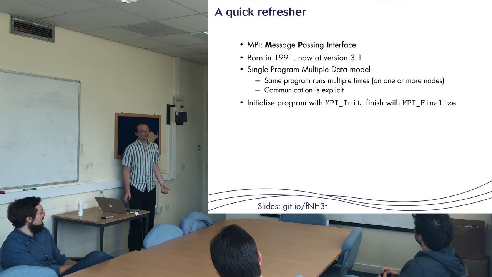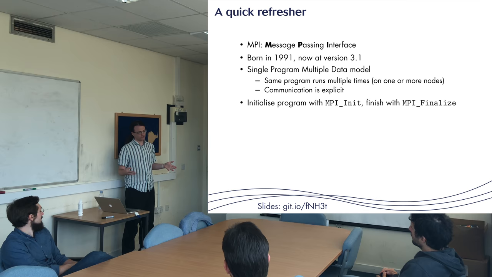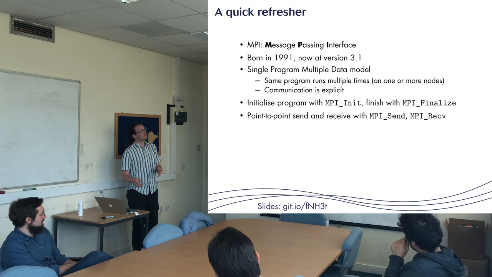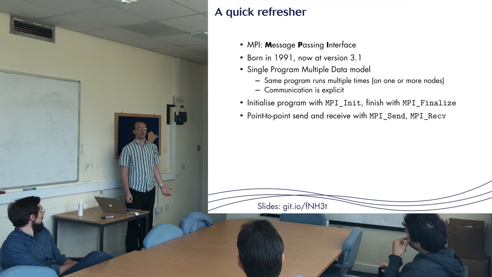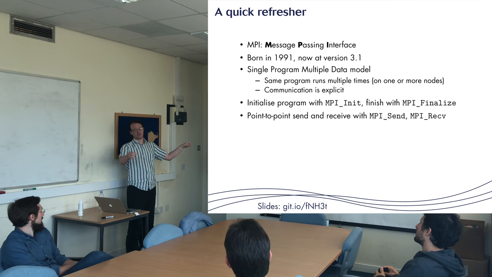You can initialize a program with MPI init and finish it with MPI finalize. The first one has to be there. The second one, obviously, the program's finished by that point, so it won't break it if you don't. You can do point-to-point send and receive with MPI send and MPI receive. So the typical tutorial example is you have one process that has an if. If I'm on rank 0, then send. If I'm on rank 1, then receive. And then some data gets passed from one to the other.